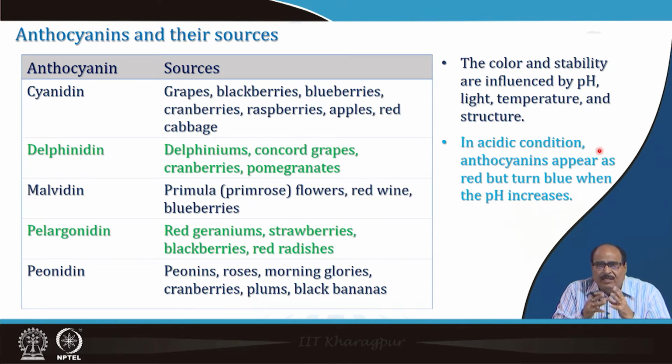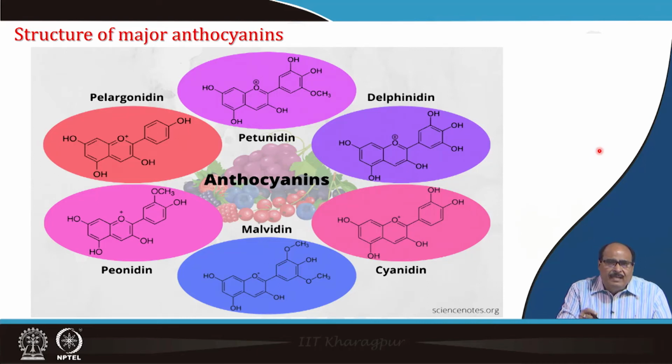So, the color and stability of these anthocyanins are influenced by pH, light, temperature and structure. In acidic conditions, anthocyanins appear red, but they turn blue when the pH increases. So, the color of these pigments may be influenced during processing, but the health value of course may remain intact, or in some cases may even improve. Okay. This is the structure of major anthocyanins, which we saw in the last PPT.